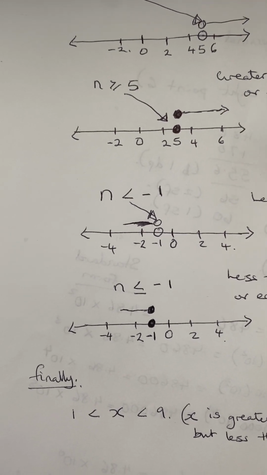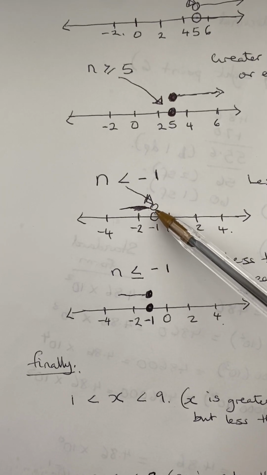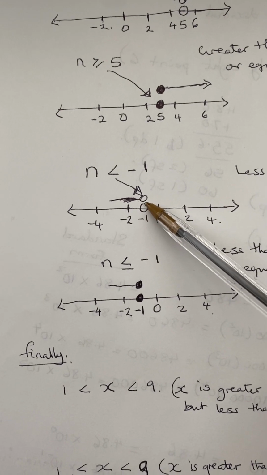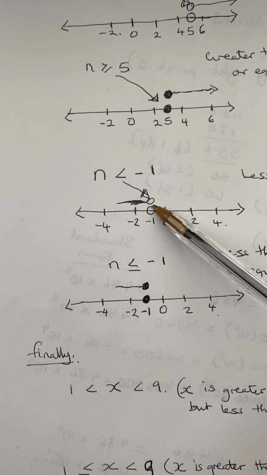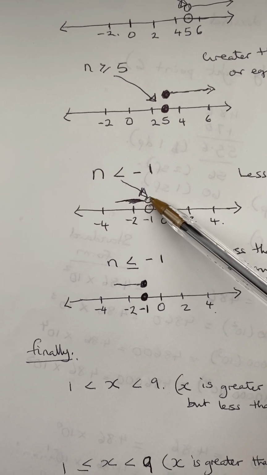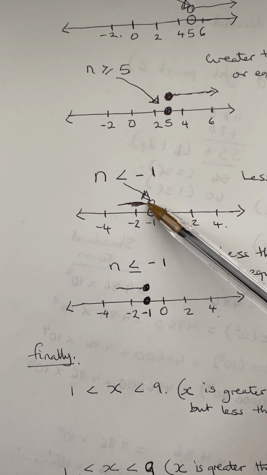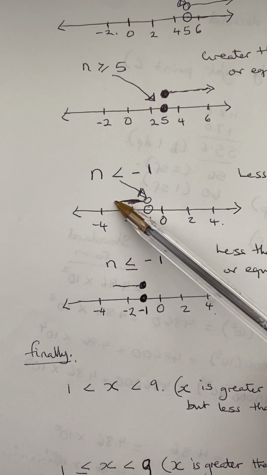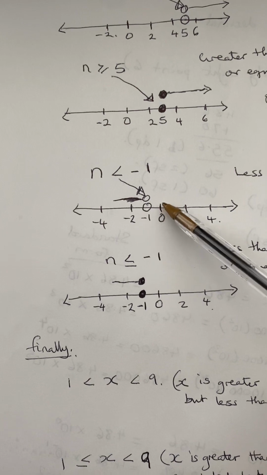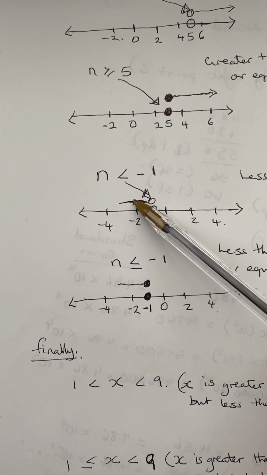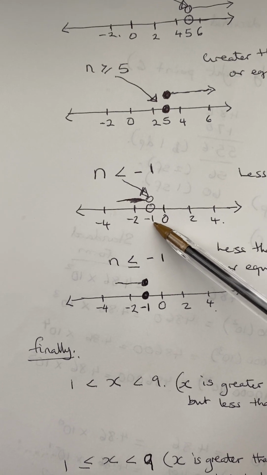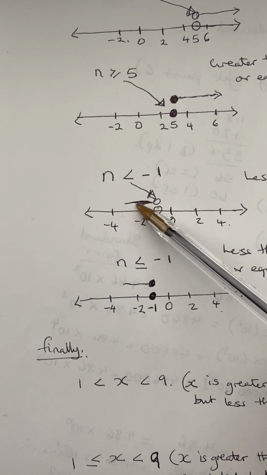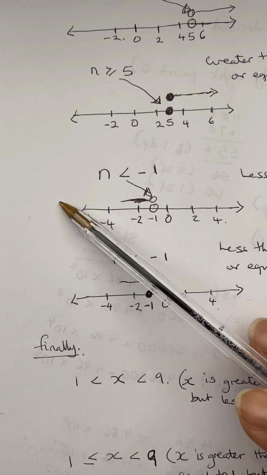Here n is less than minus 1, so here we use the open circle on minus 1, because it's less. Okay, minus 2 is less than minus 1. Any number in this direction, they are all less than minus 1. So this line also can go as far as it can.